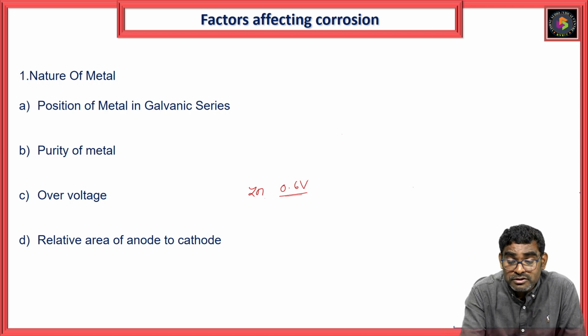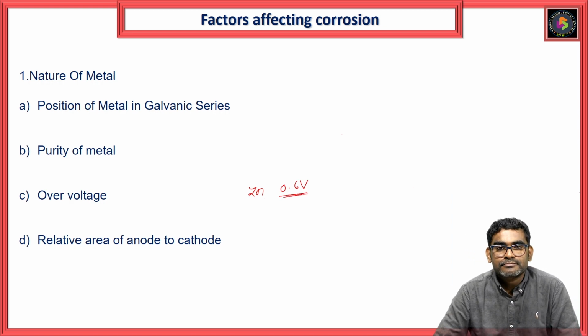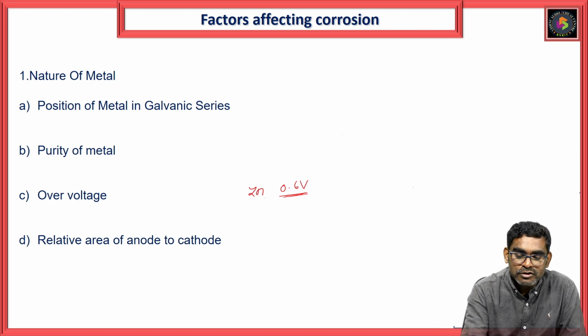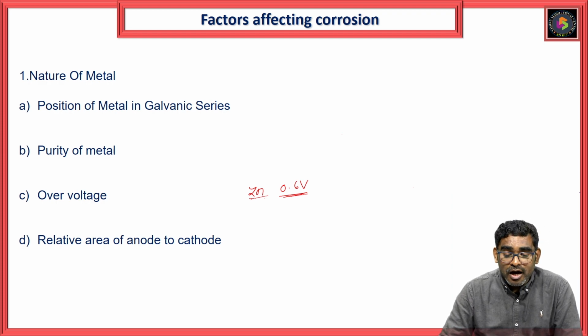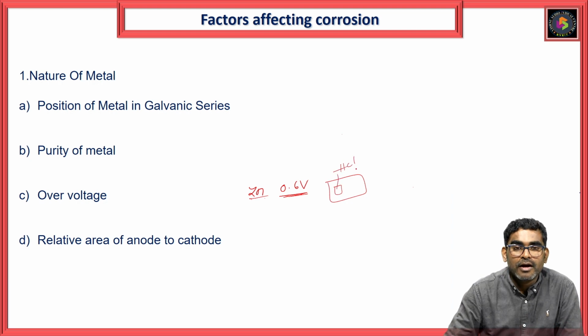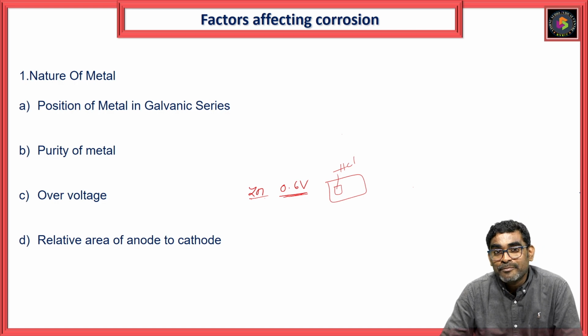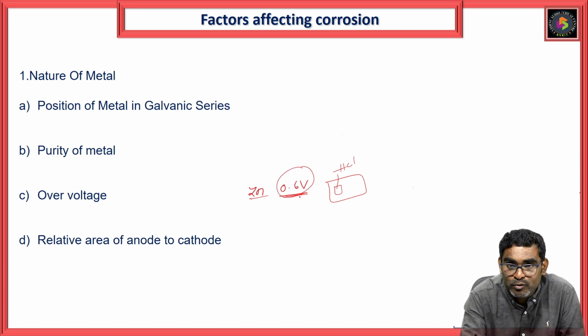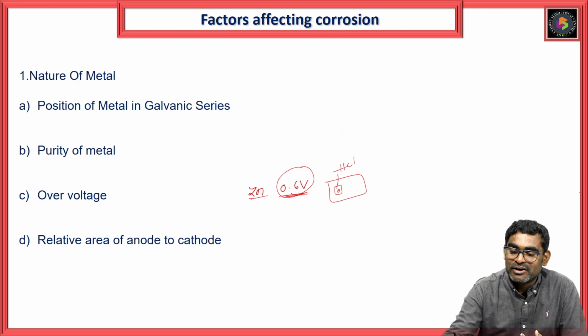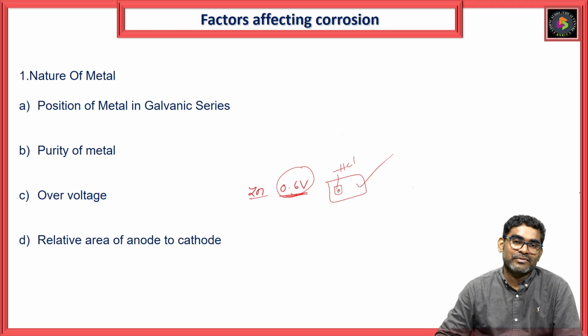Because it should overcome this overvoltage, so it will take some time. Once this overvoltage is completely exhausted, then it starts corroding. Now what happened on this zinc plate? I have placed a drop of HCl, hydrochloric acid. Now what happens? This overvoltage is being used up to overcome the corrosion from this particular HCl. So obviously the extent of corrosion increases.